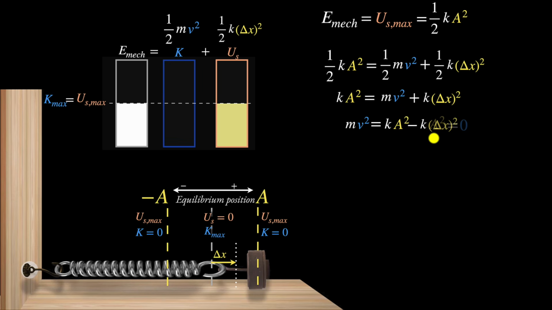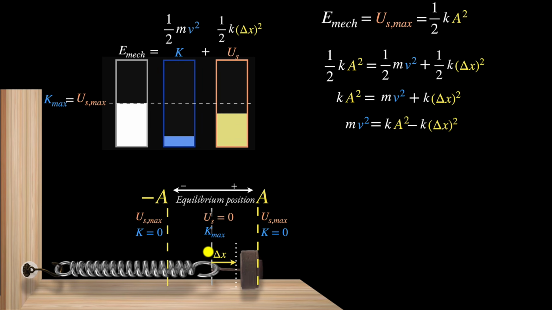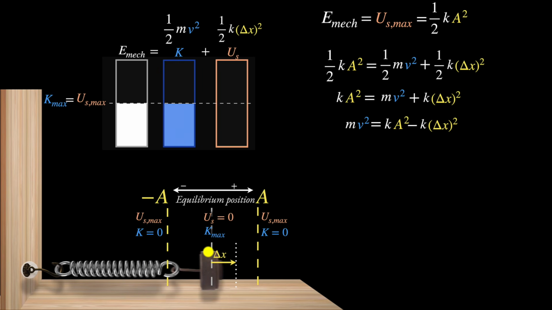Okay, what if I put delta x as 0? Well, then we would be over here at the equilibrium position. And when delta x is 0, the system's kinetic energy is maximum. So when I put delta x is 0, this goes away. There's no more potential energy. And we are at maximum kinetic energy. So that should represent maximum speed. And so from this, we get an expression for the maximum speed.